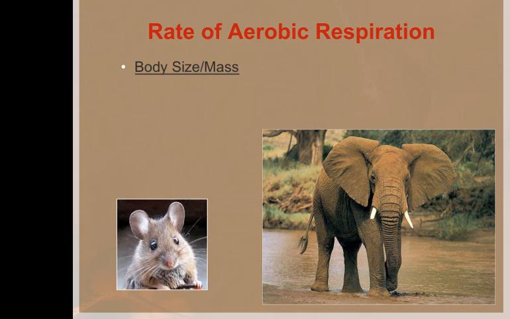Body size and mass are another important consideration. Think of the differences between a mouse and an elephant. An elephant has a lot more cells than a mouse. If we compare the rate of cellular respiration of the whole organism, the elephant is going to use a lot more energy than the mouse is. There are going to be more reactants going into the elephant and more products coming out. Yeah, think about that.